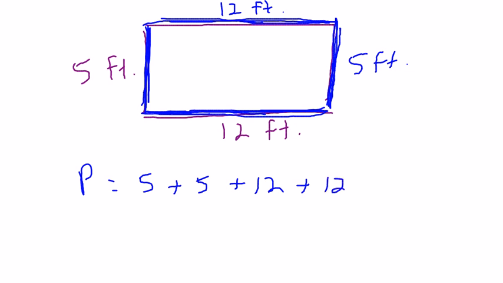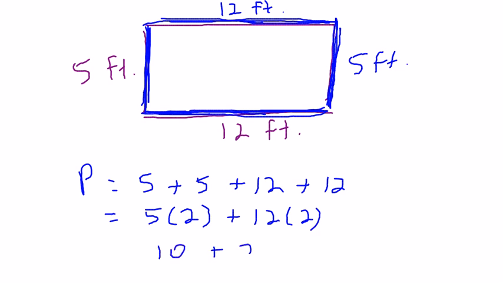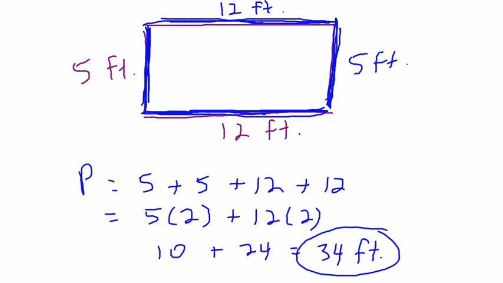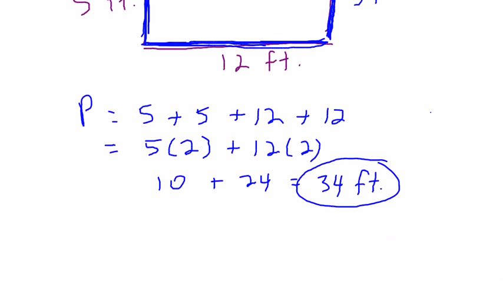And this can be simplified or rewritten as 5 times 2, right, because we're adding 5 twice, plus 12 times 2. 5 times 2 is 10, plus 12 times 2 is 24. 10 plus 24 equals 34 feet. Right? When we were figuring out area, we were talking about square feet, but with perimeter, we're just talking about feet.